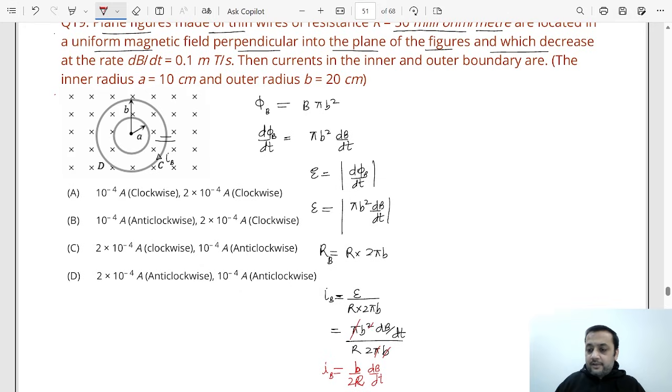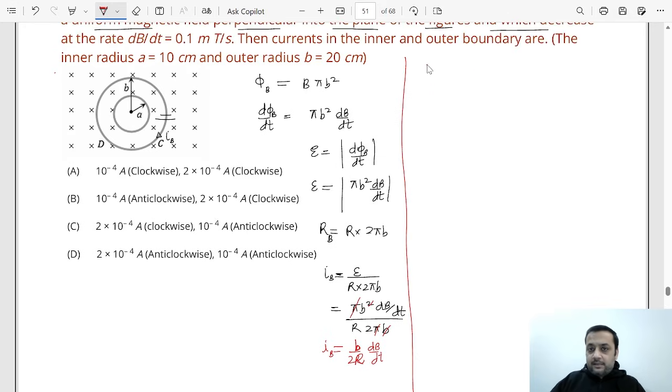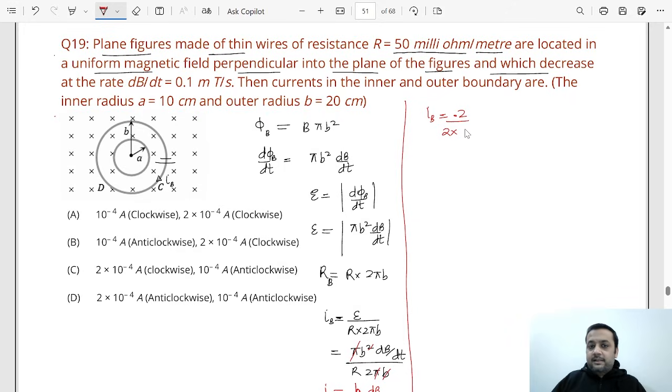So let's calculate this value. IB, the current flowing in B, will be, small b is 20 centimeters, so you put 0.2. Capital R value was 50 milli ohm per meter, that means 50 into 10 to the power minus 3 ohm per meter. And dB by dt magnitude is 0.1 millitesla per second, so that means 0.1 into 10 to the power minus 3 Tesla per second. So this is the value of IB.